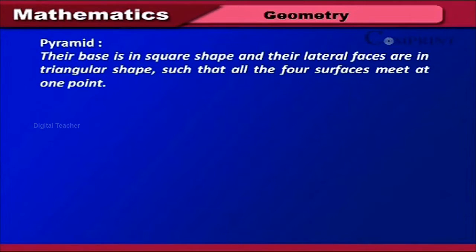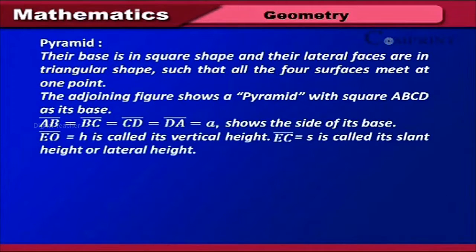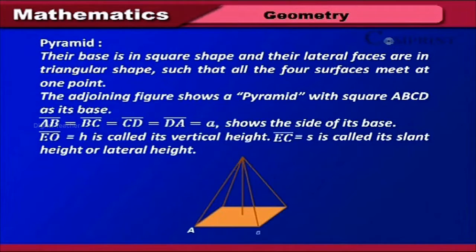Pyramid. Its base is in square shape and its lateral faces are in triangle shape, such that all the 4 surfaces meet at one point. The adjoining figure shows a pyramid with square ABCD as its base. AB bar is equal to BC bar is equal to CD bar is equal to DA bar is equal to a. This shows the sides of its base. EO bar is equal to h, and h is called its vertical height. EC bar is equal to s. It is called its slant height or lateral height.